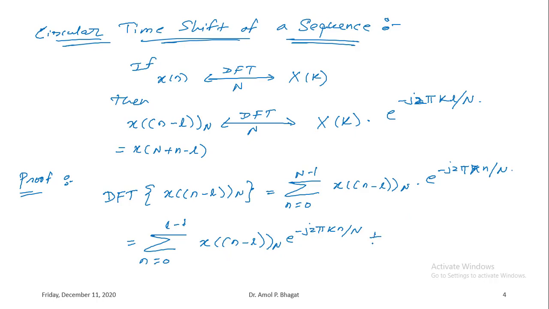And the remaining values: after l minus 1, the next value of n will be l, then l plus 1, l plus 2, up to the last value, n minus 1. Here I will substitute the value l. If I'm substituting n starting from n equals l, then l minus l will be 0, so it will start from the 0th index. Here the negative values will be there up to minus 1 index, and here, starting from 0 index, all positive indexes will be there, right? The remaining things are the same, that is x of (n minus l) in suffix N, then e to the power minus j 2 pi k n by capital N.